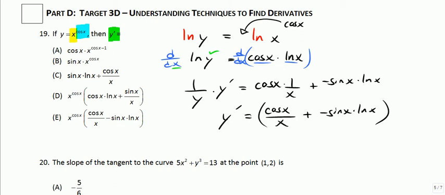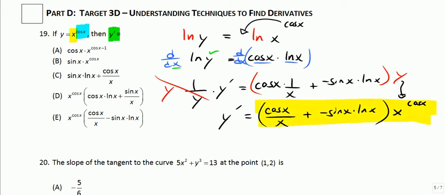Multiply both sides by y. That'll cancel this out. So I need to write y in. So y, let's see, I know y is equal to x to the cosine of x. So this is my answer. And that corresponds with E.